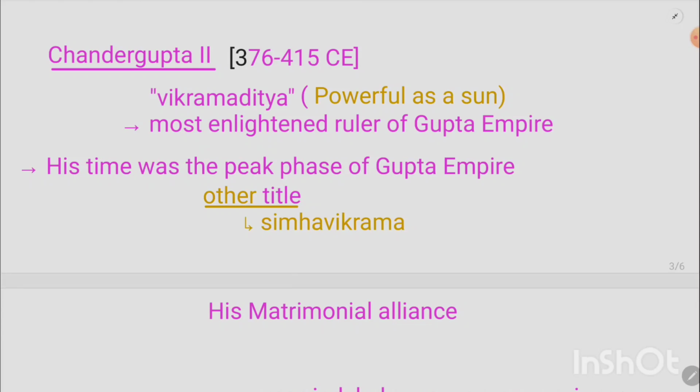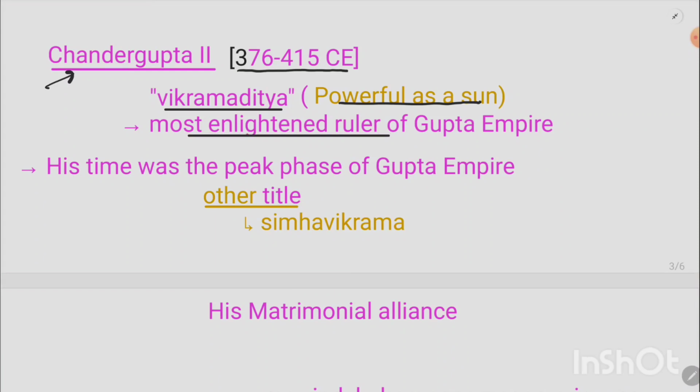Now Samudragupta was succeeded by Chandragupta II. He was another major ruler, and his reign is believed to be from 376 to 415 CE. What are the important things? He was called Vikramaditya, and the meaning of Vikramaditya is powerful as the sun. So who was given the title Vikramaditya? It is Chandragupta II. He is believed to be the most enlightened ruler of the Gupta Empire.